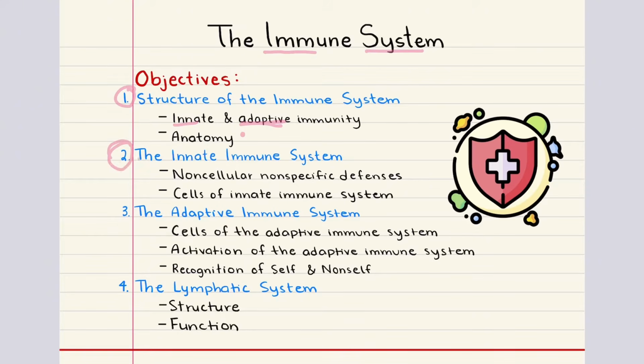Next, we're going to dive into the innate immune system further. We're going to start with the non-cellular, non-specific defenses your body uses to keep pathogens out in the first place. And then we're going to explore the different types of cells that are part of the innate immune response. After that, we're going to move on to the adaptive immune system. We're going to explore that further as well.